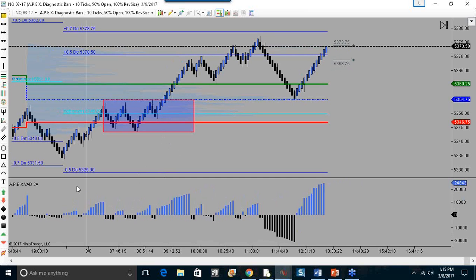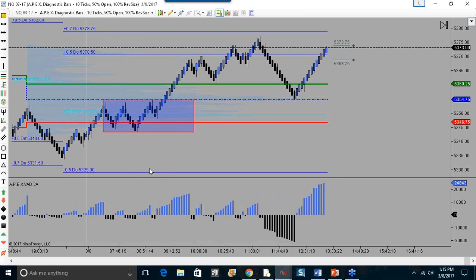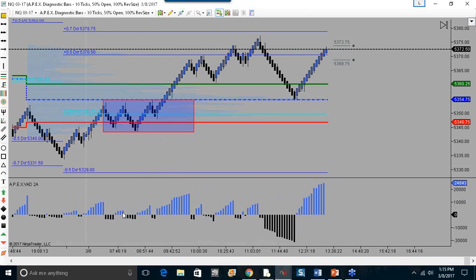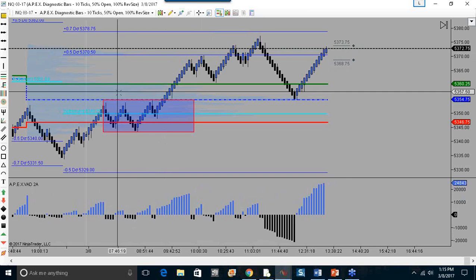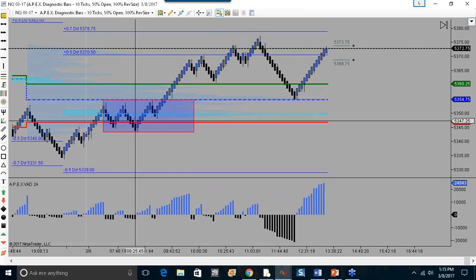So I want to draw your attention real quick here, just so you have an understanding of what we're looking at, and then we're going to move forward quickly. This right here is an Apex proprietary indicator, what we call VAD, V-A-D. It stands for volume accumulation distribution. All right, and notice these blue bars here are up closed bars, and these black ones are down closed bars. You can see here that they correlate with up and down.